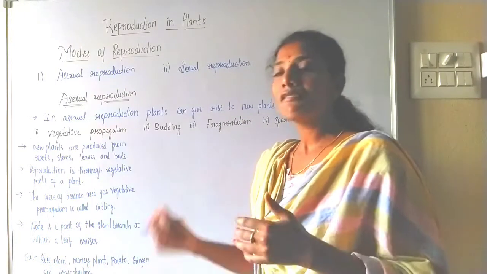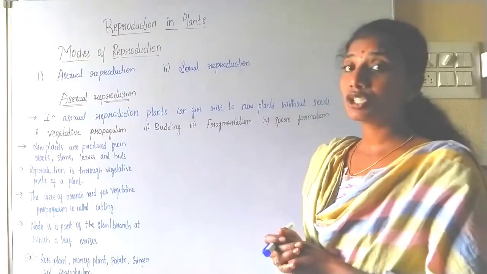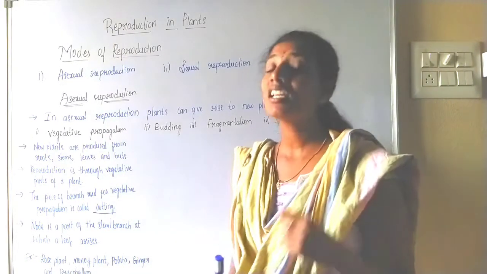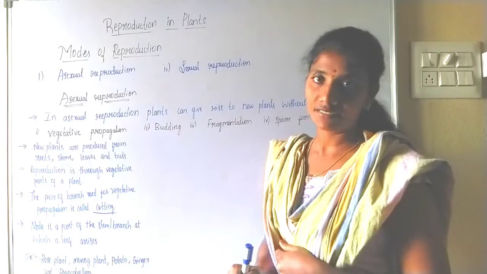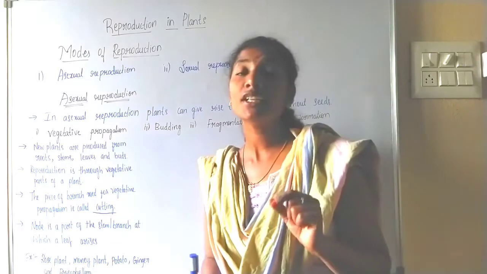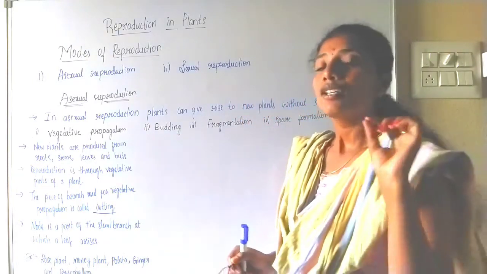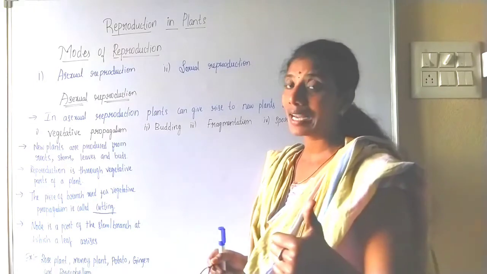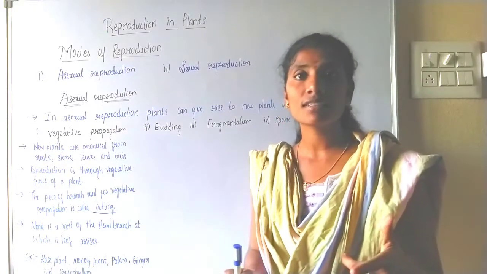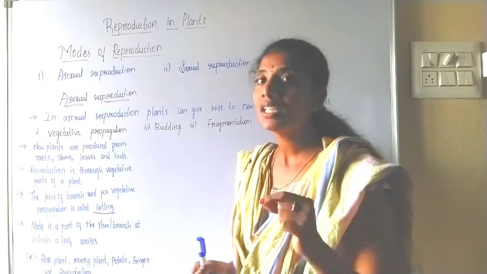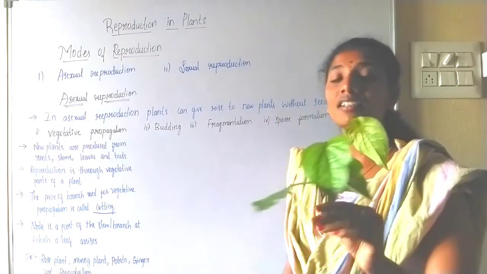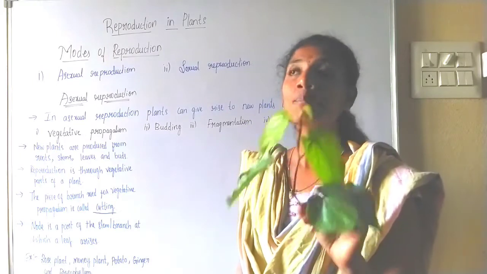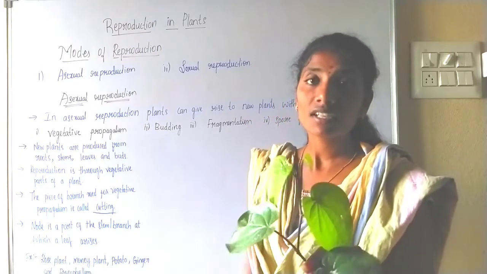There are different plants in which vegetative propagation is done. To understand vegetative propagation, let us do a small activity. To do this activity, we need to take a twig of a plant. Generally we can choose a rose plant or a champa plant. Or I have taken a twig of a betel vine.